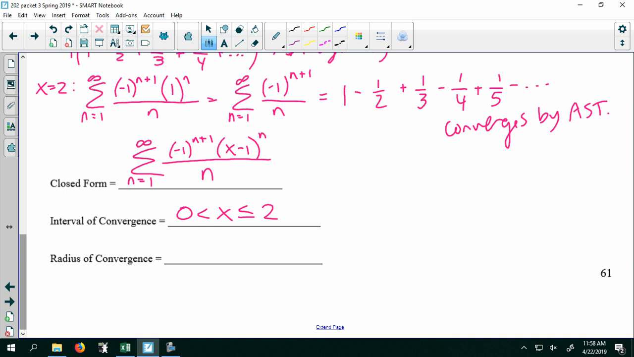And the radius of convergence is the distance from the center of your interval to an endpoint. So sometimes it's helpful to draw this, 0 to 2. That's my interval of convergence, not including the 0, but including the 2, which means the center of the interval is at 1, and the radius is 1.